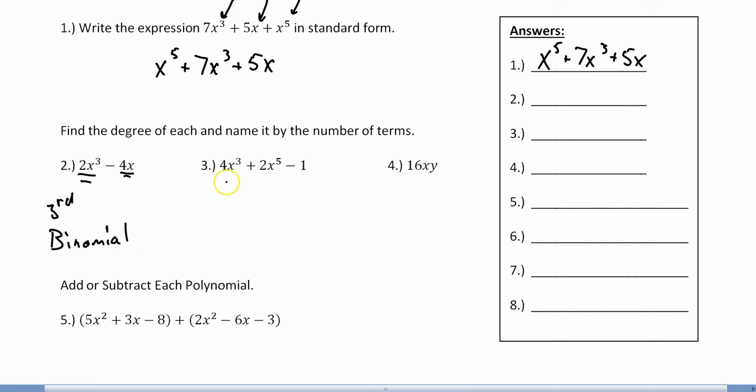And for the type of polynomial, because there are 2 terms, we call it a binomial. The next one is not written in the right order, but if we were to write it in standard form in descending order, it would look like this. So now I can see the exponents. The biggest exponent is the 5. This term has a degree of 5, this one's a 3, and this one's a 0. So this is a 5th degree, and because there are 3 terms, we call it a trinomial.